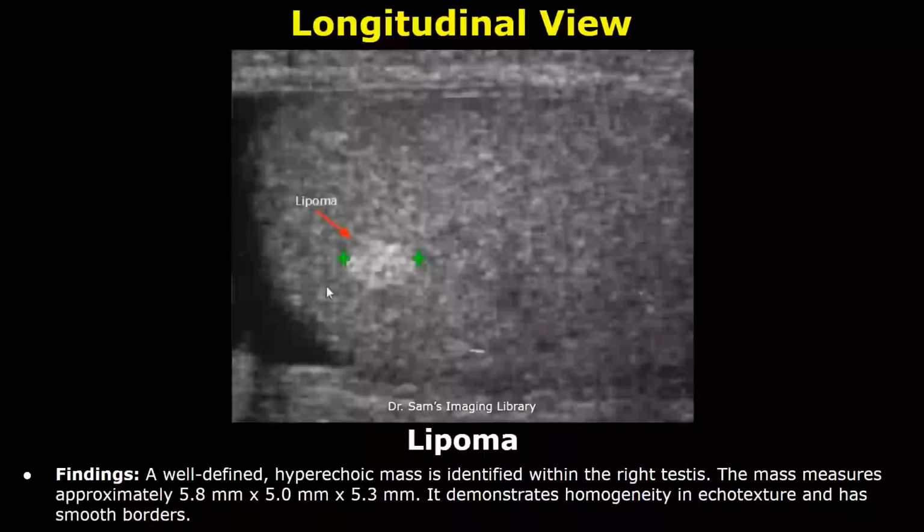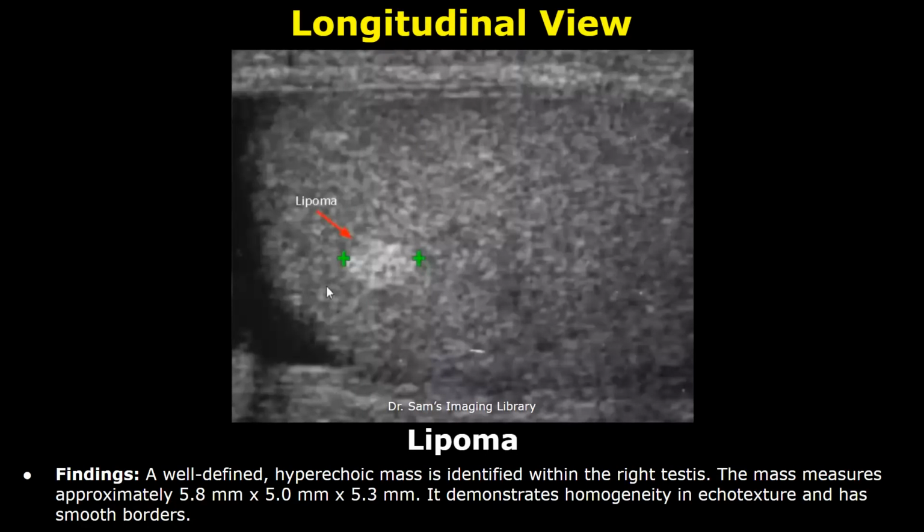Here we have a case of a hyperechoic mass within the testis. Usually it is a lipoma. A well-defined hyperechoic mass is identified within the right testis. Its size is written. It demonstrates homogeneity in echo texture and has smooth borders.